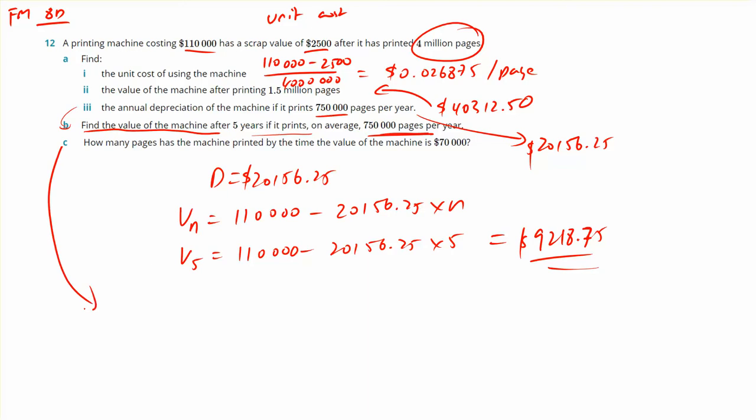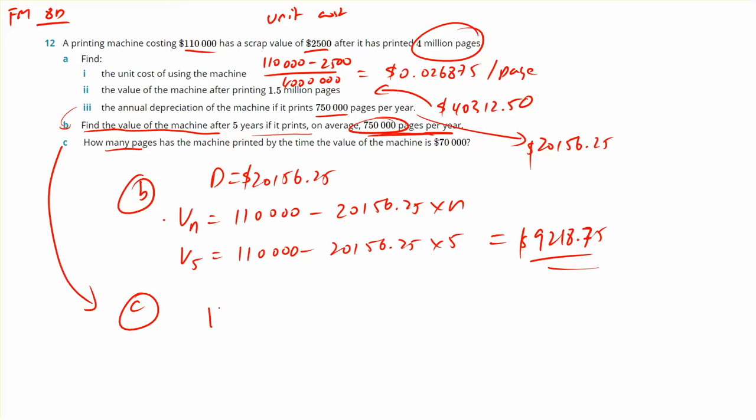Now part C, you're going to read this really carefully. Can you see part B is talking about if it prints this amount per year? Part C doesn't ask how many years, it asks how many pages will the value of the machine be worth $70,000. So the rule is not the same. For part C, we have a different rule. We're going by page now, not by year.